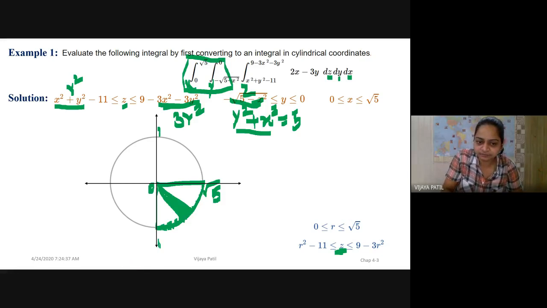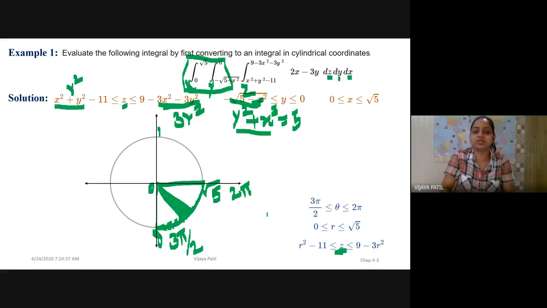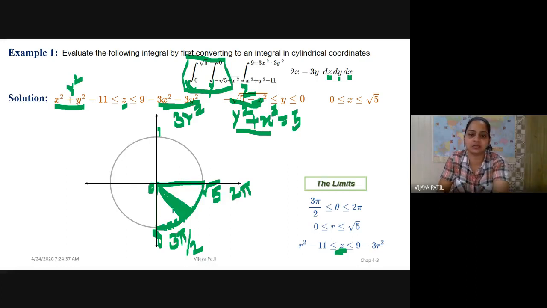What is theta here? Theta here is 3 pi by 2, and this is theta equals 2 pi. So my theta will move from 3 pi by 2 to 2 pi, because this is the fourth quadrant. We have got the part of theta. Therefore, these are the limits of this entire integral.